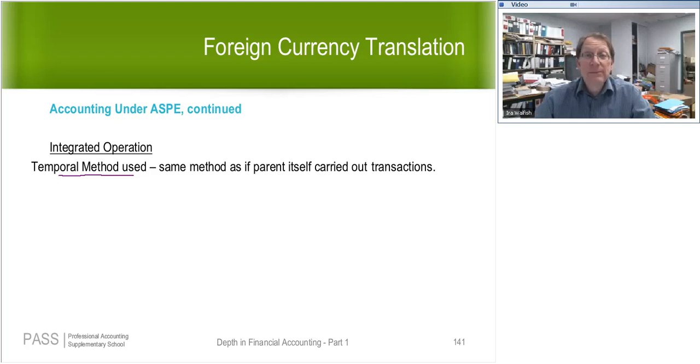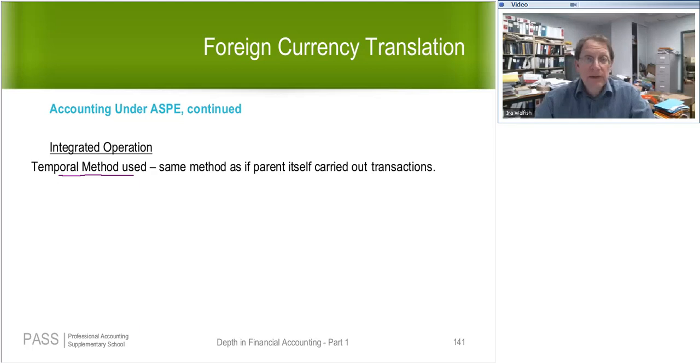What's the substance? The substance is the Canadian company controls everything. So what the heck is the difference if I go and legally set up a sub? Who cares? In substance, it's the same. So the accounting people say it's the same method.